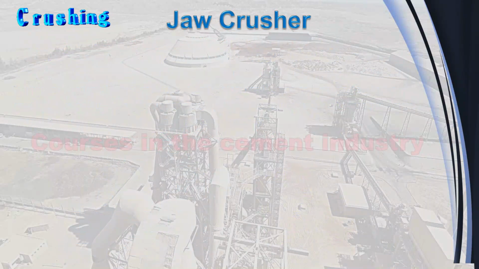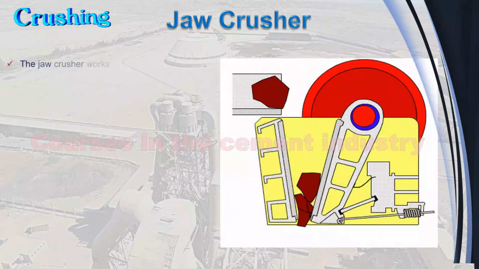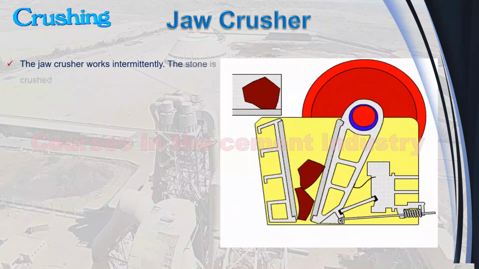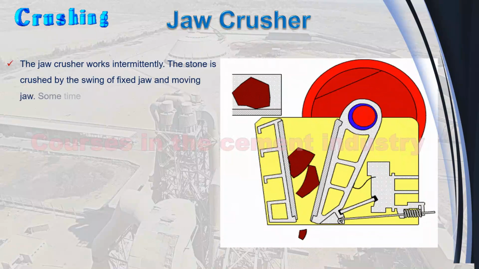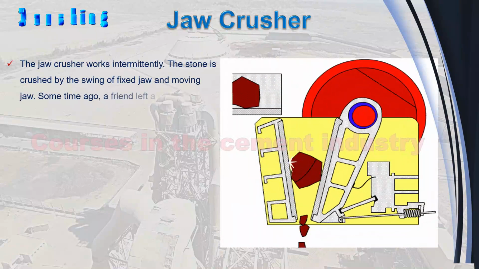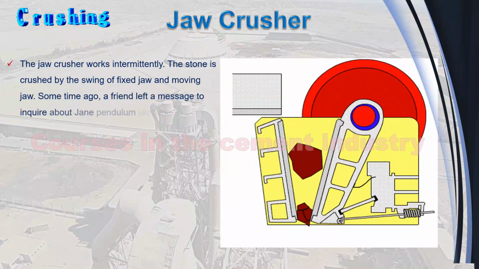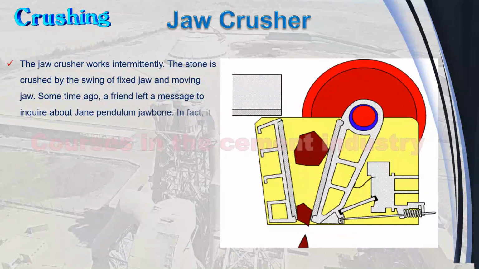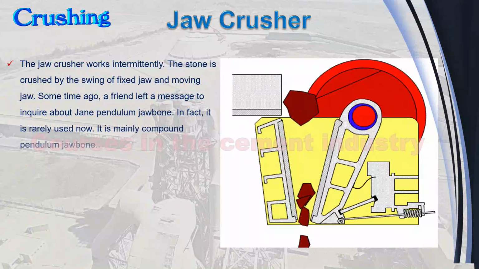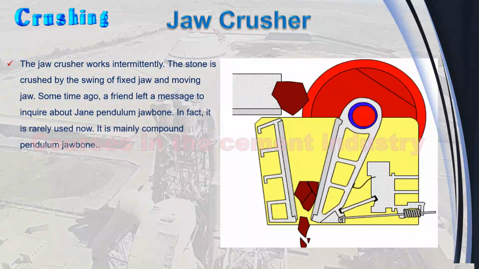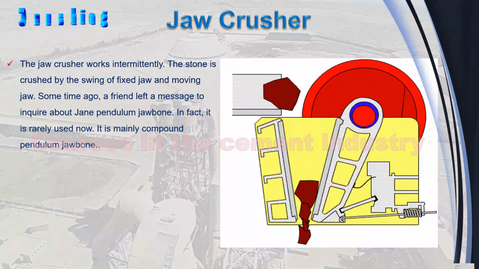Jaw crusher. The jaw crusher works intermittently. The stone is crushed by the swing of fixed jaw and moving jaw. Some time ago, a friend left a message to inquire about simple pendulum jaw crusher. In fact, it is rarely used now. It is mainly compound pendulum jaw crusher.